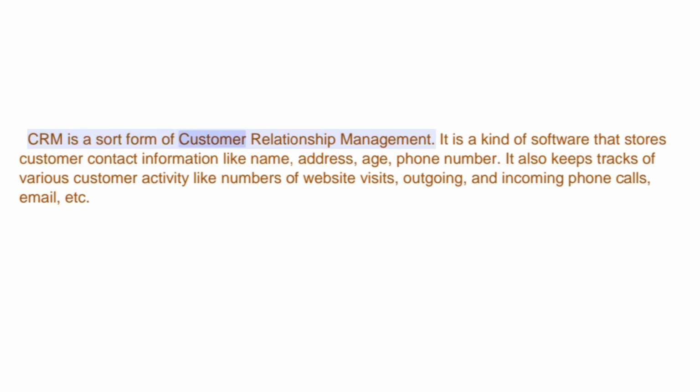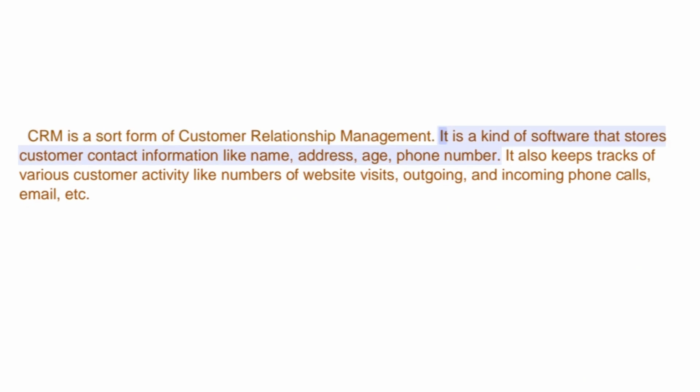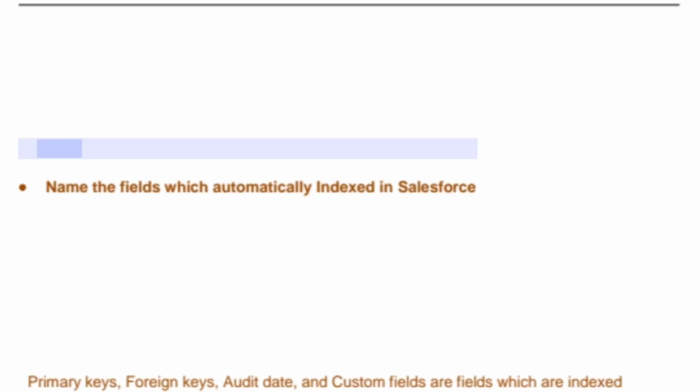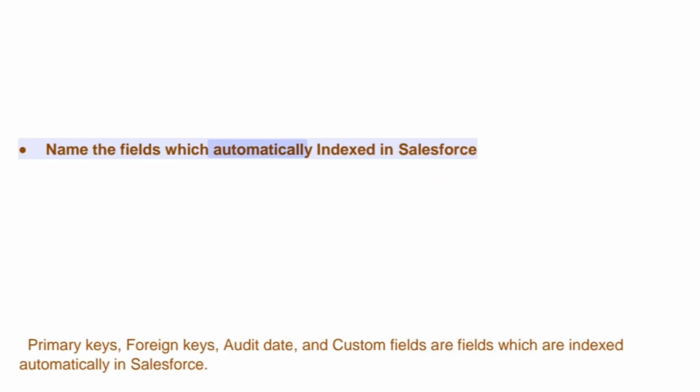What is CRM? CRM is a short form of customer relationship management. It is a kind of software that stores customer contact information like name, address, age, phone number. It also keeps track of various customer activity like number of website visits, outgoing and incoming phone calls, email, etc.